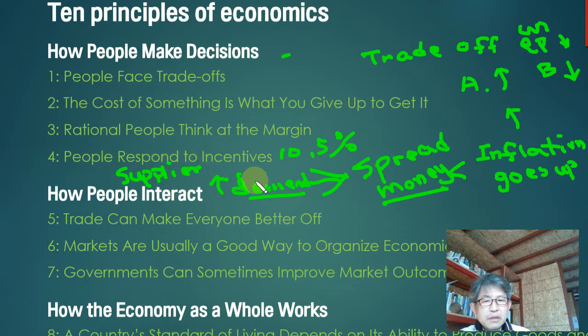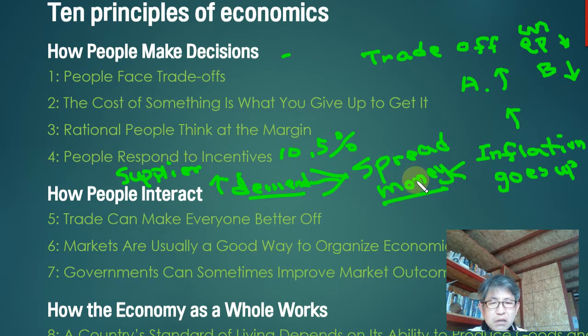Okay, then the price of a product will be increased, right? The price of a product will be increased because there is less supply and much more demand. Then suppliers will increase the price. Then we see this phenomenon as inflation, meaning that the value of money goes down. Okay, the value of money goes down because of too much money in the market.